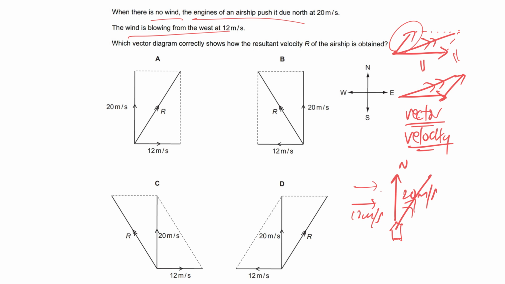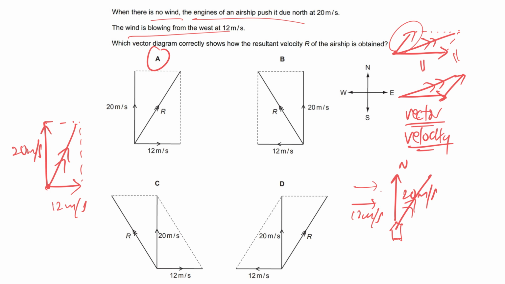That will be the direction of the resultant velocity. So if you understand that, let's redraw the thing, assuming this is the airship. First of all, the 20 meter per second velocity due to the engine will be going straight to the north, and the wind is blowing from the west, so it will be to the right, 12 meters per second. Then we complete the parallelogram, and this will be the resultant R. So the answer will be A.